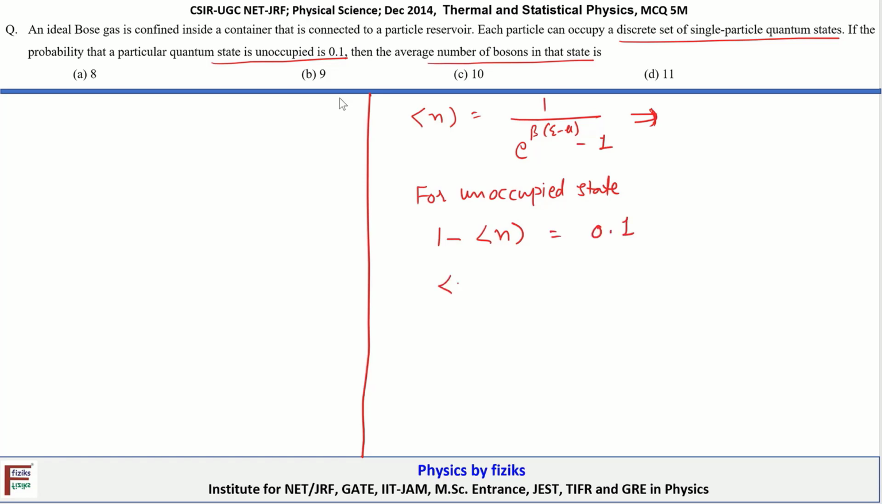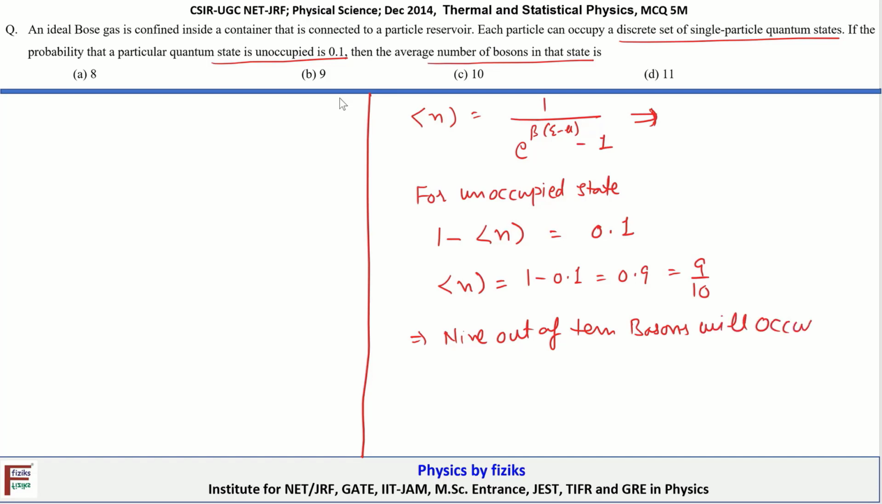So from here we can rearrange this equation. The occupation number n is equal to 1 minus 0.1, which is equal to 0.9. That means this is basically 9 divided by 10. So this says that 9 out of 10 bosons will occupy the given state. Therefore the right option is B here.